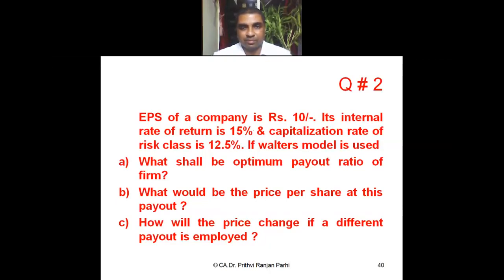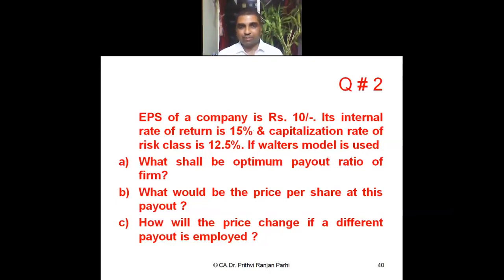It is a growth firm. Growth firm, because the firm's earning rate is 15%, cost of capital is 12.5%. So cost is less, earning is more. It's a growing firm. In case of a growing firm, what should be the dividend structure? What should be the ideal payout? Zero.